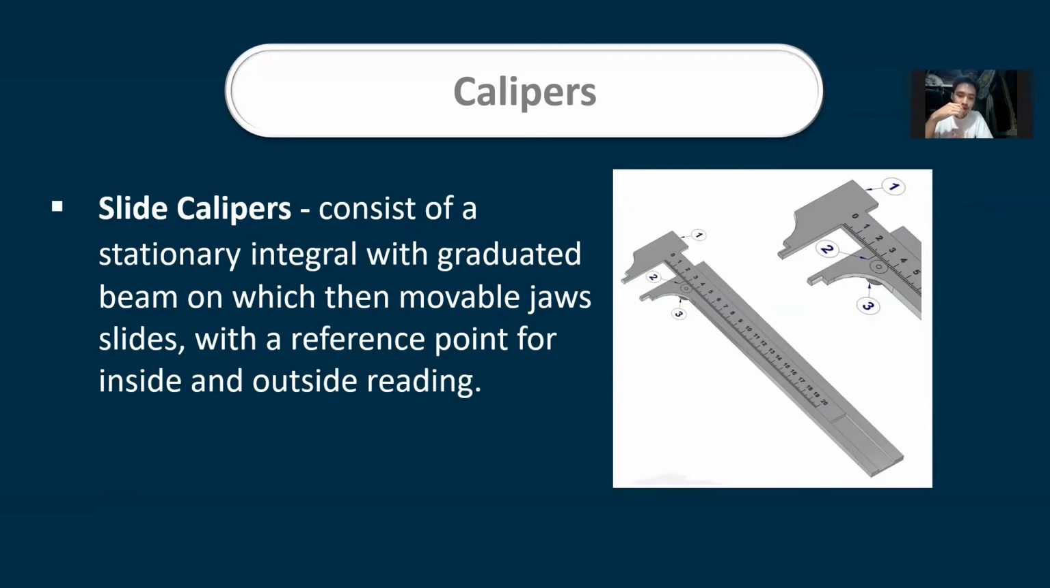So there are three examples of calipers. First is the slide calipers, which consists of a stationary integral with graduated beam on which then movable jaws slide with a reference point for inside and outside reading. So itong type ng caliper na to is basically straightforward, gagamitin mo to for measuring the outside and inside diameter. Kung anong makikita mo sa slide caliper na measurement is yun na mismo. Wala nang multipliers na i-consider.